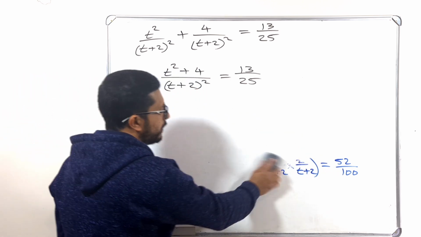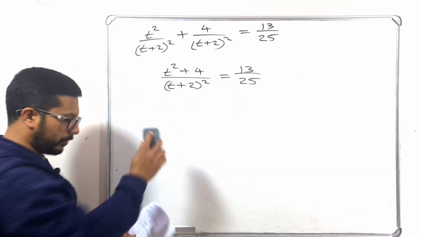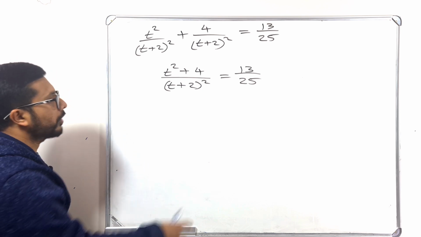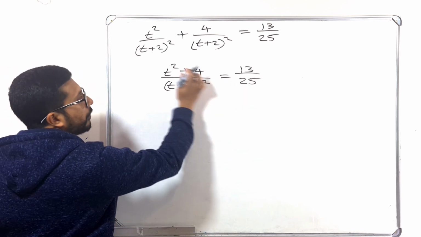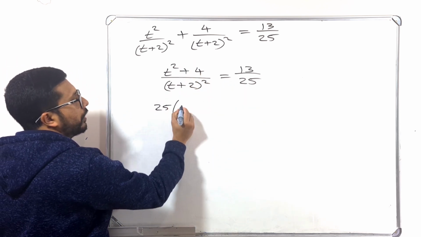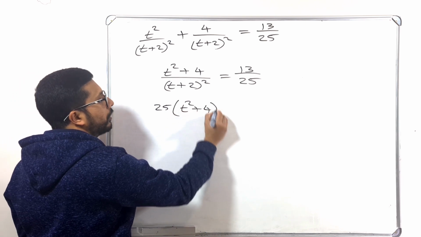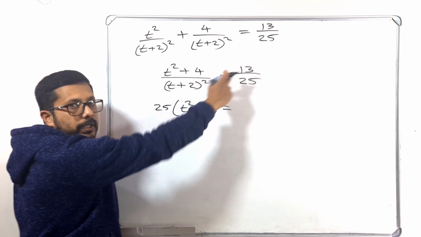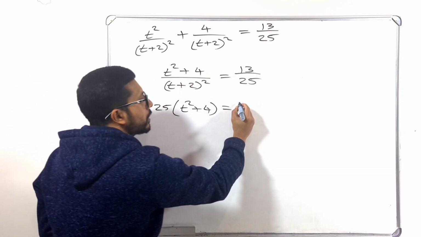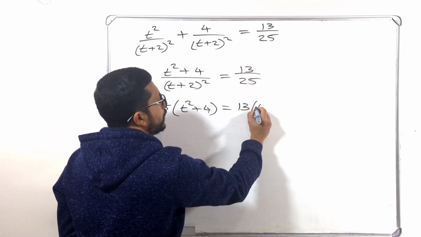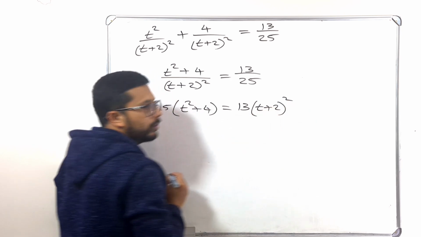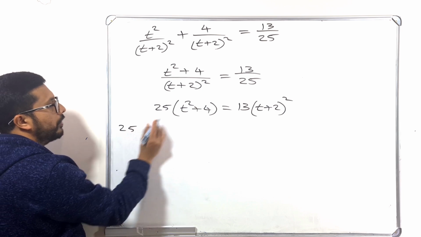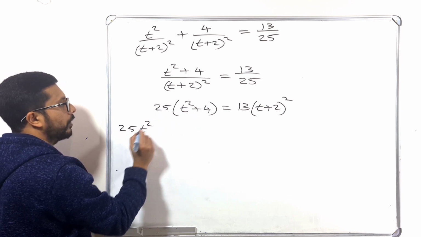It's a lengthy step, but you have to complete that. How many marks? 6 marks. That's why you have to write all the steps. Cross multiply. This 25 will multiply with this, so 25 into t square plus 4 is equal to t plus 2 the whole square multiplied with the 13, so 13 into t plus 2 the whole square. Now expand this. It is 25 into t square, that is 25 t square.